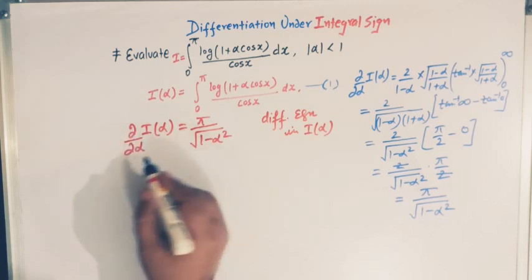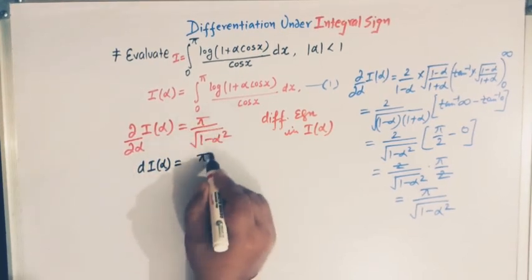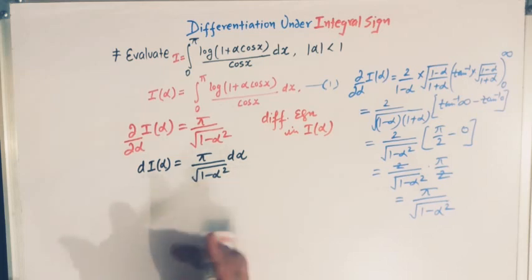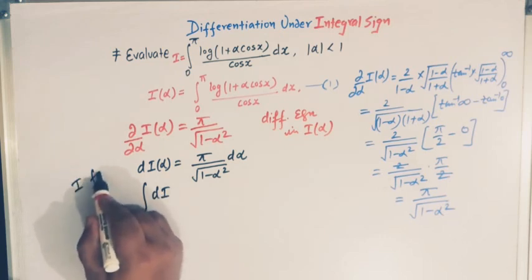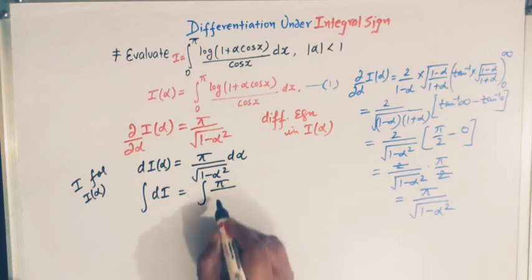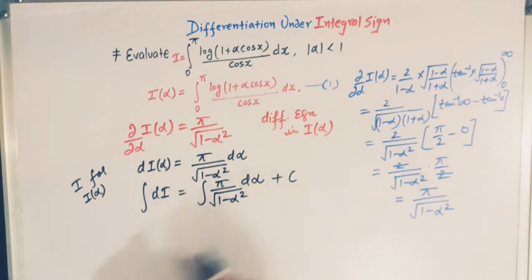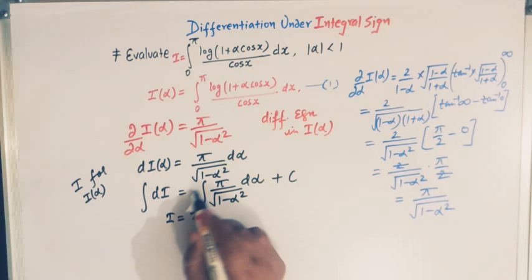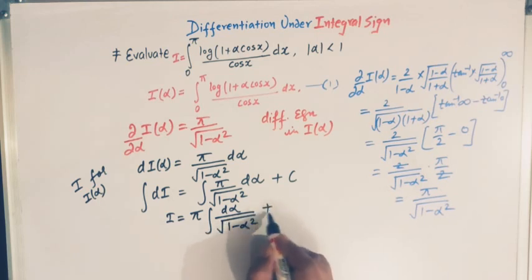So we can write here dI alpha and taking this d alpha to this side, we have pi over square root of 1 minus alpha square d alpha, right? Now integrating both sides, here we are using I for I of alpha, so we have integral of dI, and here we have integral of pi over square root of 1 minus alpha square d alpha, right? And plus c, so c is the constant of integration. So here we have I, and taking this pi outside the integral sign, we have d alpha over square root of 1 minus alpha square plus c.